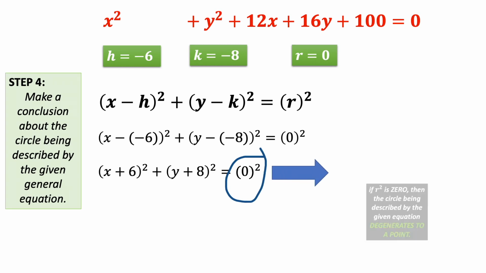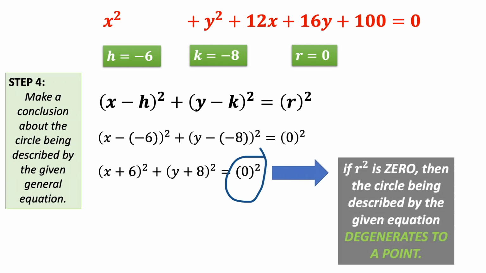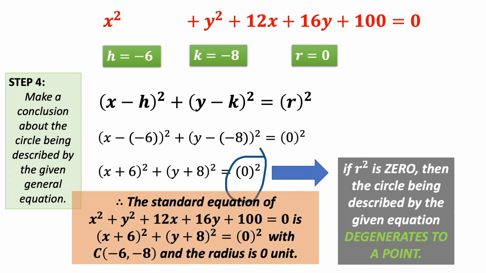Did you know that when r squared is 0, then the circle being described by the given equation will degenerate to a point? I hope you still remember our lesson about degenerated conic sections. This one is its example.